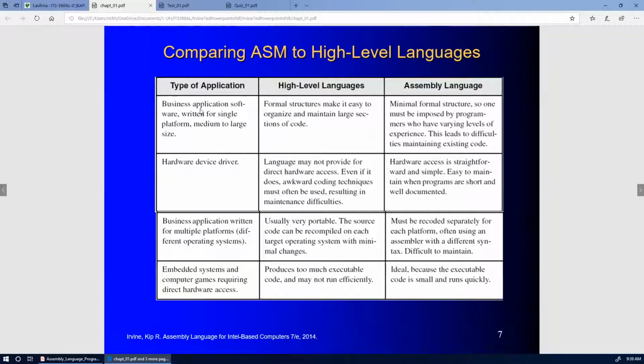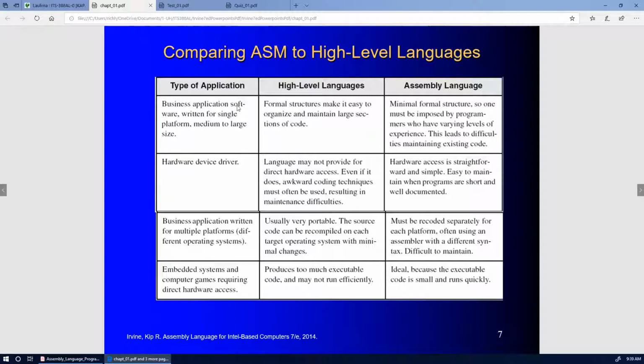Okay, so these are comparing applications and the appropriateness of writing these applications either in a higher level language or an assembly language. Assembly language, of course, is the lowest level above ones and zeros. There's a direct one-to-one correspondence between the assembly language instructions, or programming statements, and the bytes of program code in your program.